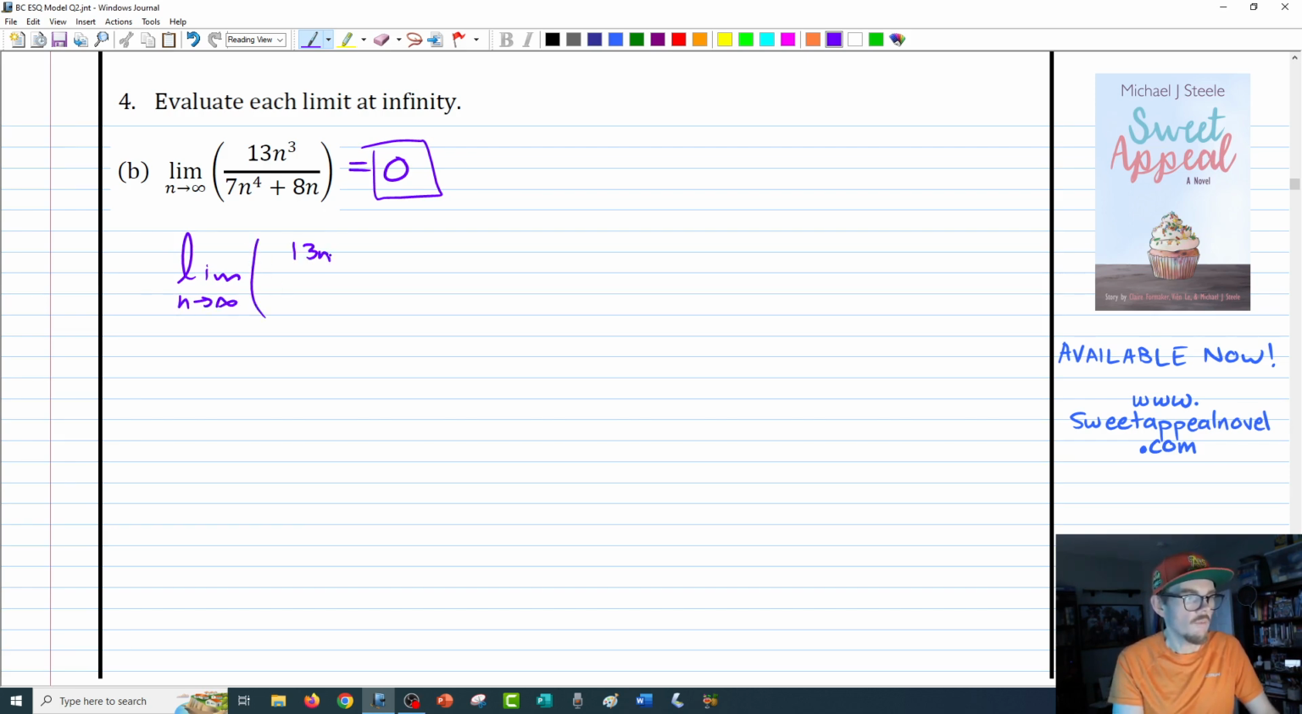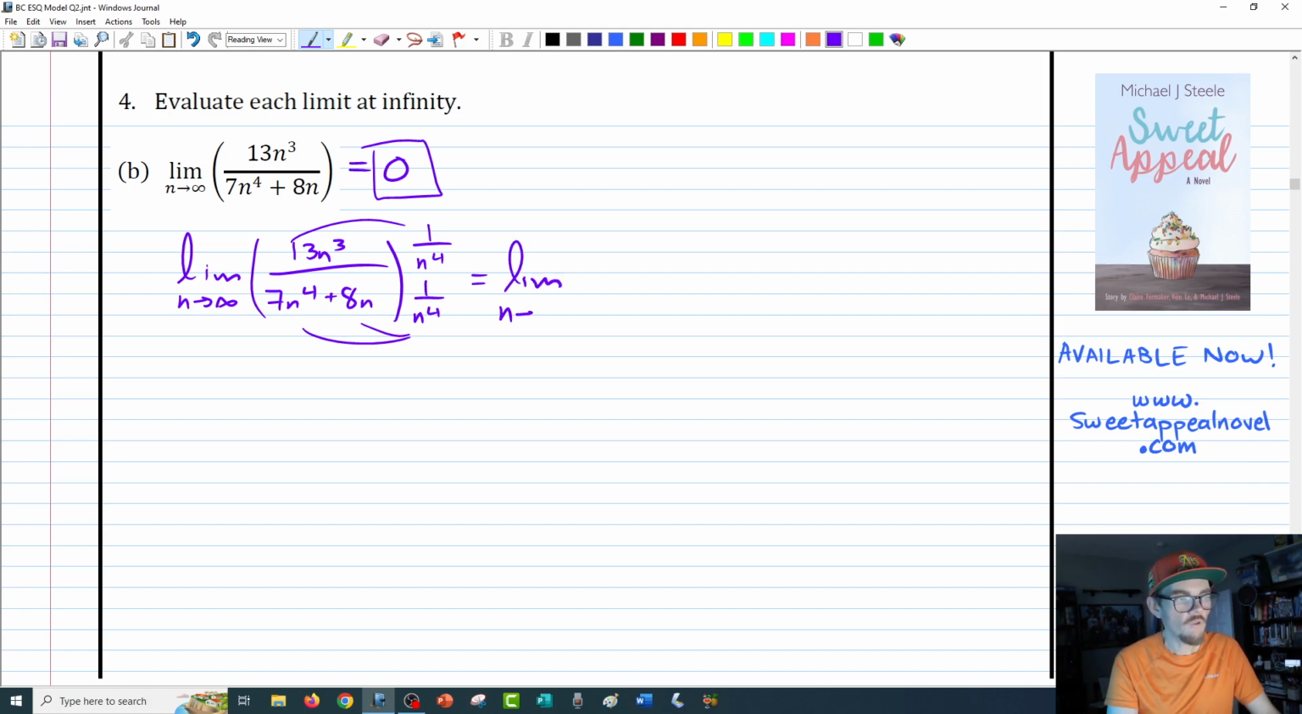What I'm going to do is take this and perform that nerfing technique by multiplying up and down by 1 over the largest power of n. So the largest power of n is n to the 4th, so 1 over n to the 4th, 1 over n to the 4th, and then I'm going to distribute this in all sections.